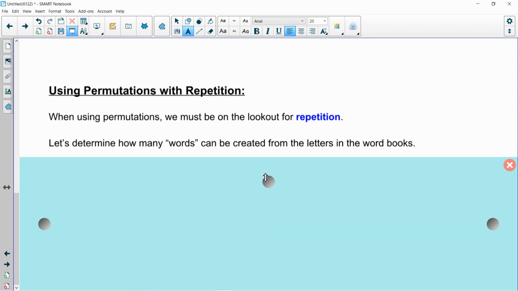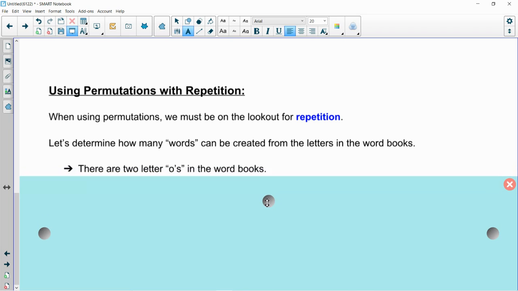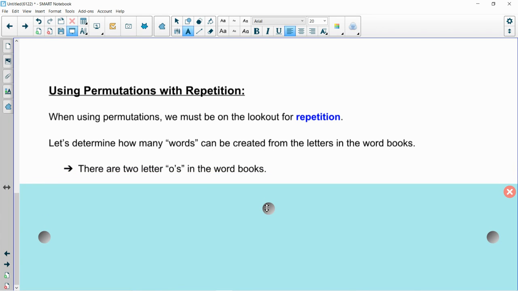Let's determine how many "words" can be created from the letters in the word books. Now, notice I put words in quotations because, again, we're not saying words in the dictionary. I'm just saying we're putting a bunch of letters together. So here's our letters, B-O-O-K-S. So we've got books. Now, there's a couple things we have to notice. Number 1, this is our repetition piece right here. We see there's repetition because there are 2 letter O's. So we want to sort of make a mental note of that.